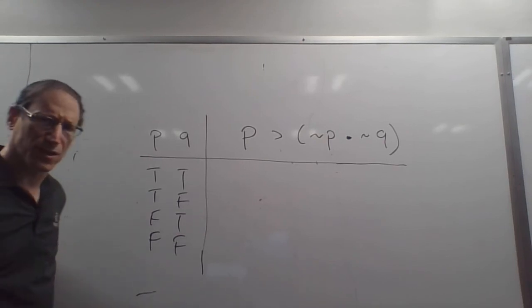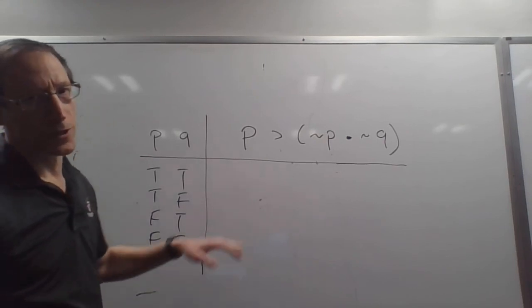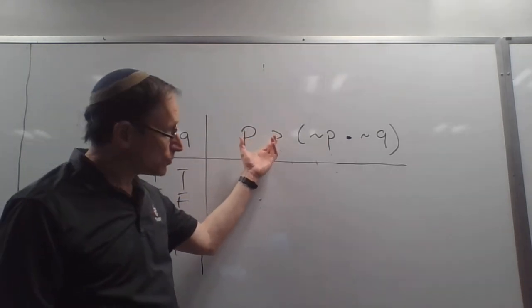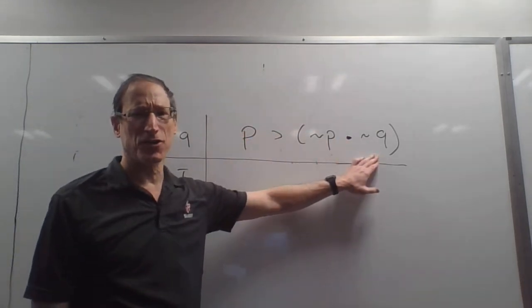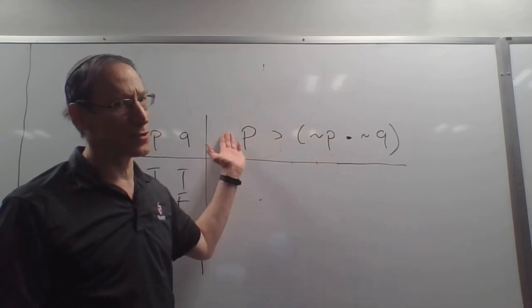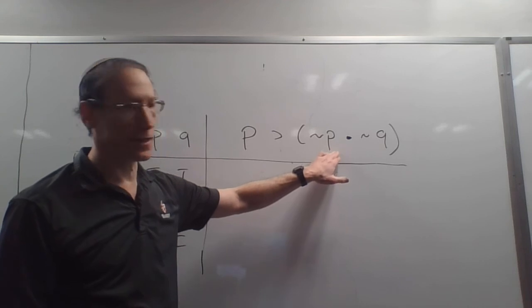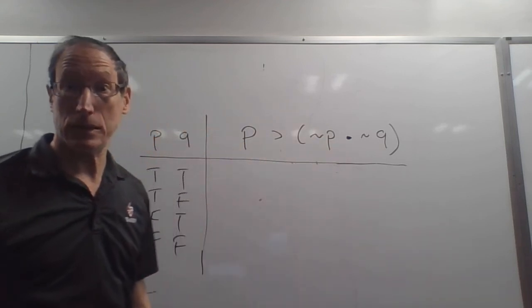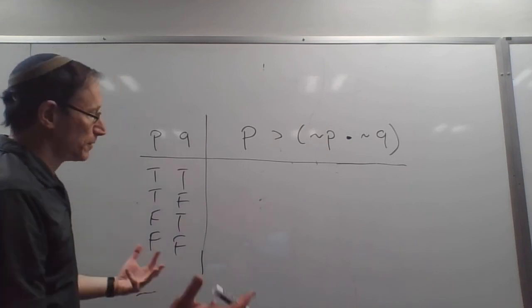Okay, I think this is a contradiction because what this says is if P is true, then it's also true that not P and not Q are true. And I don't think that can be the case. If P is true, that can't imply that not P is also true. I'm hoping that this is a good example of a contradiction. Let me see if I'm right.